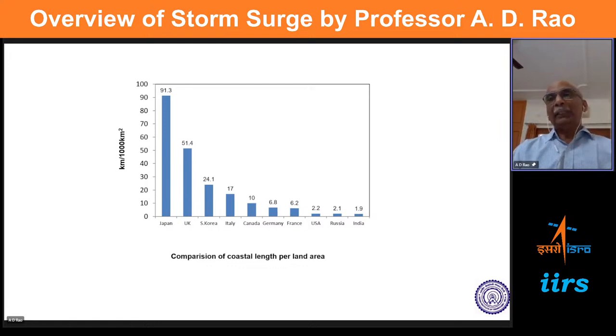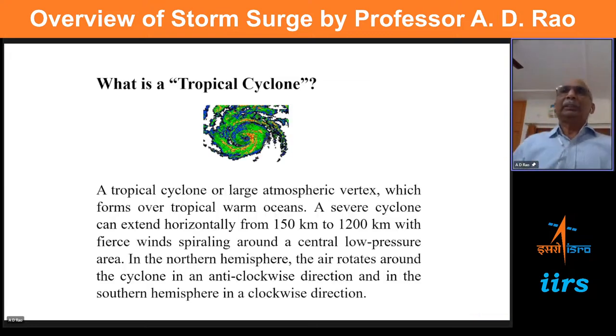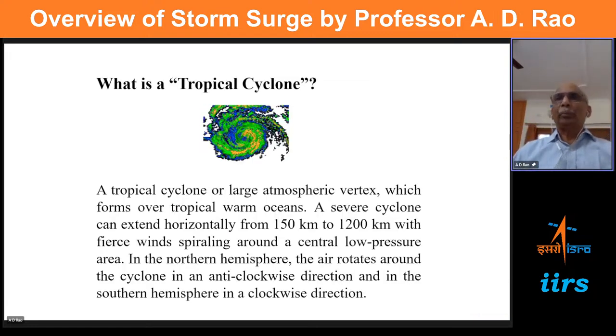That means if you spend any amount of money, let us say 100 rupees, it will benefit the coastal region in a more effective manner. This is called the cost-benefit ratio, if somebody knows about that. So if you spend a little money, it will benefit a larger population in the Indian context. Now I will come back to what a tropical cyclone is.